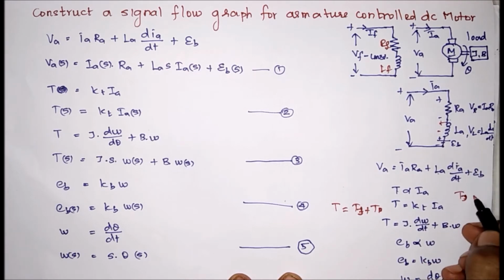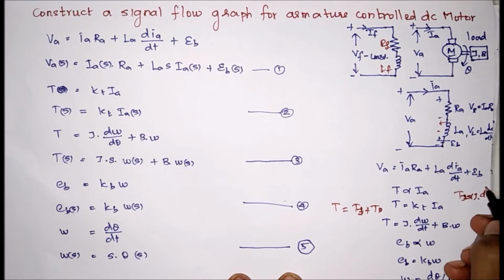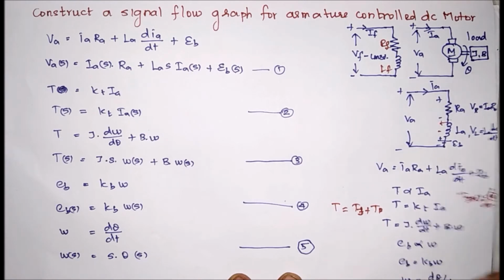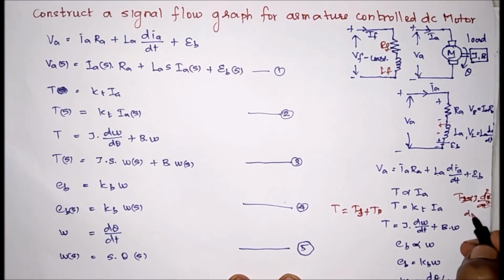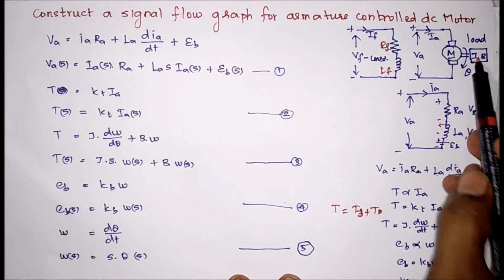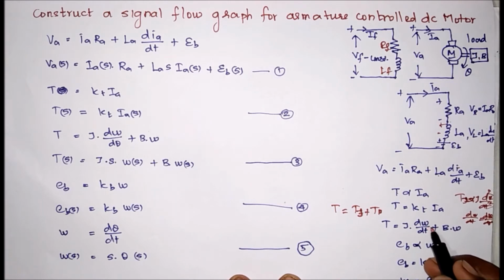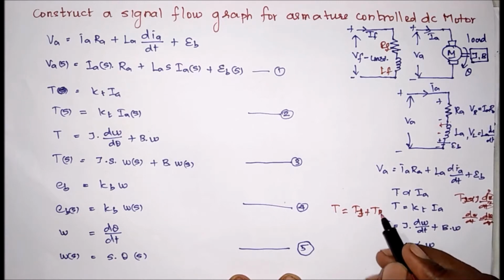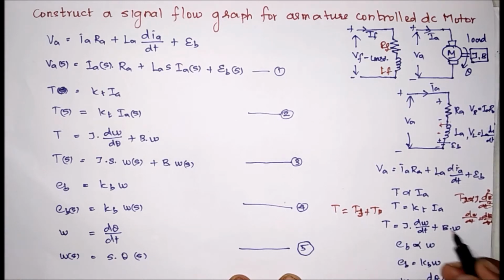Now Tj, the torque produced by the moment of inertia, equals J into d square theta divided by dt square. We know d omega divided by dt equals d square theta divided by dt square. Therefore, the torque in terms of angular velocity equals J d omega divided by dt, plus the torque produced by the dashpot, equal to B into omega.